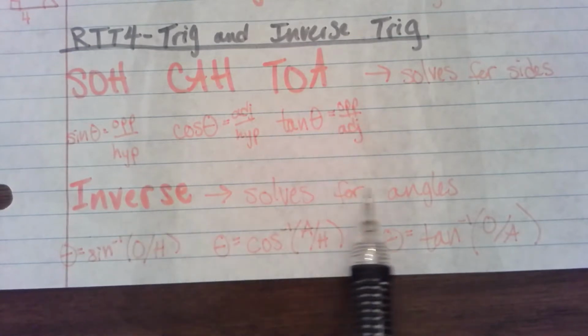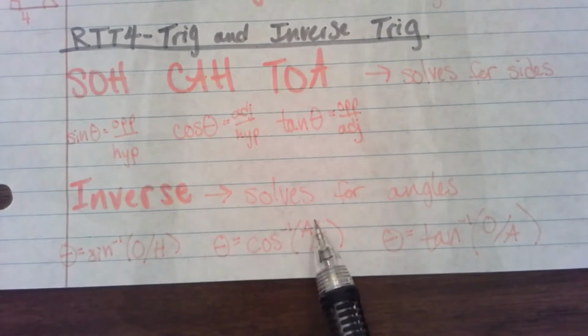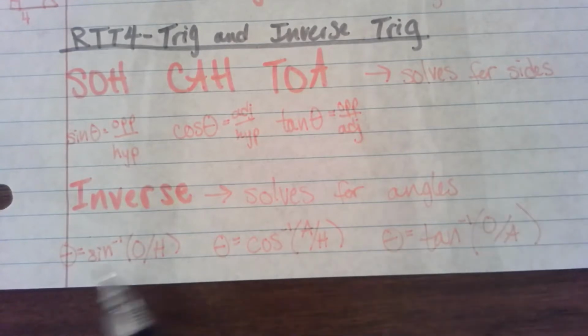The inverse would solve for angles. So that's like sine inverse of opposite divided by hypotenuse, cosine inverse of adjacent divided by hypotenuse, and then tan inverse of opposite over adjacent. That would solve for an angle that you were trying to find in a triangle.